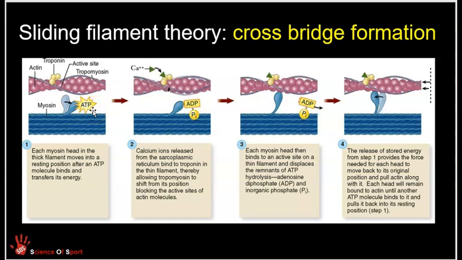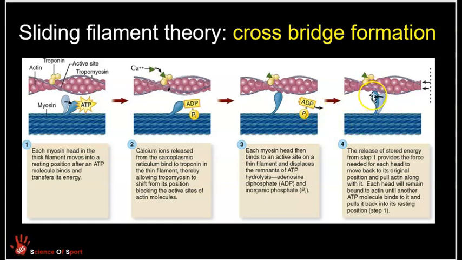Now you'll learn much more about it in the physiology unit, but we're just going to mention it here. Basically, it's an adenosine and 3 phosphates bonded together. When it splits off a phosphate like this, it releases energy. And that energy allows the cross bridge to form. And that energy allows what we call the power stroke, the myosin arm to pull on the actin.